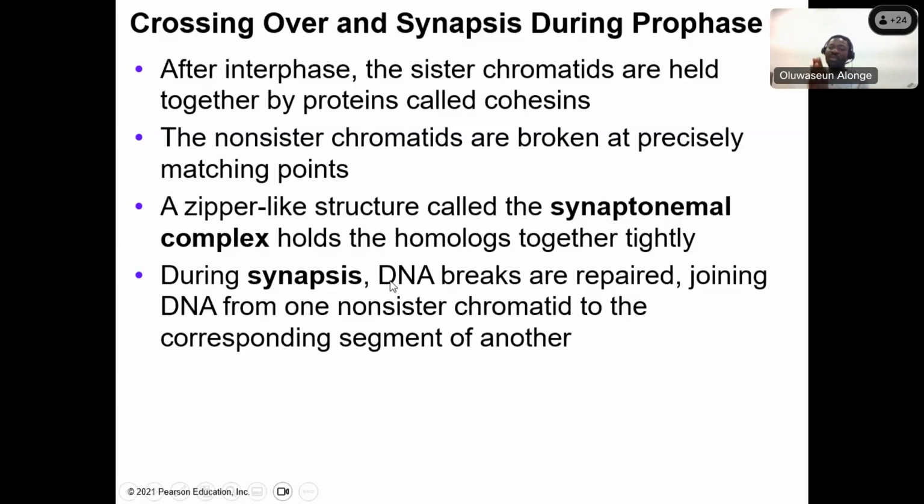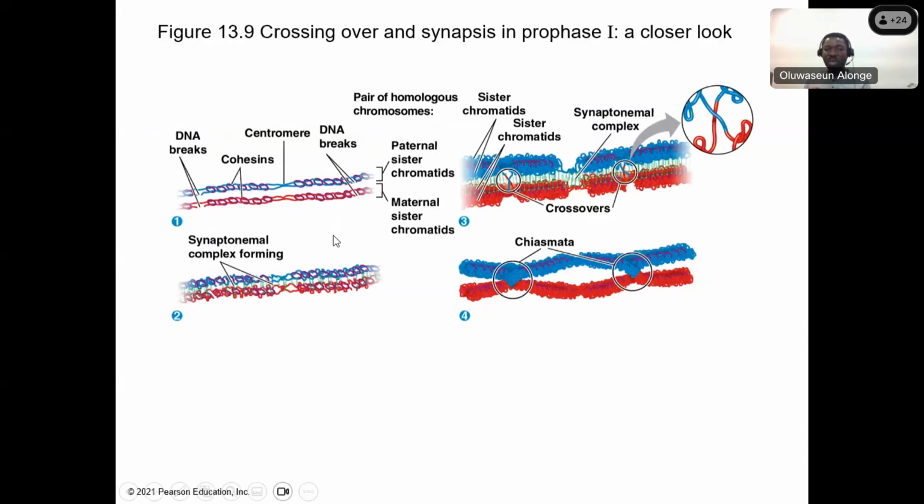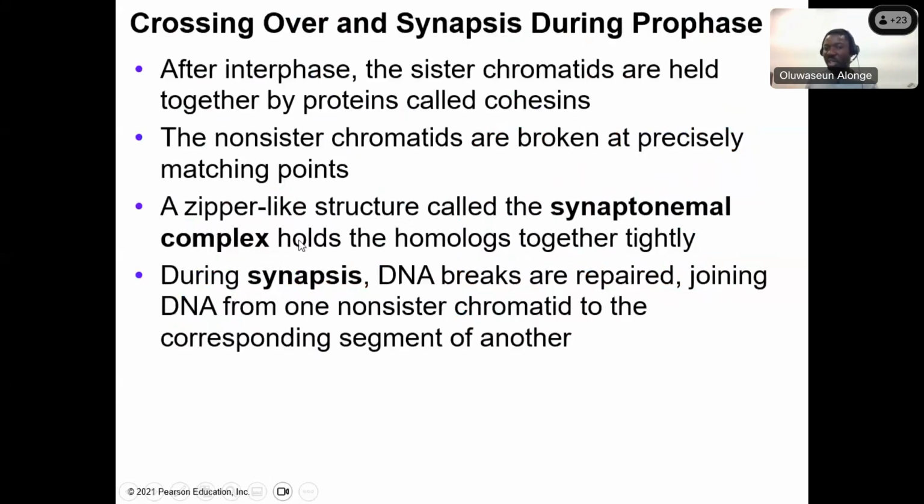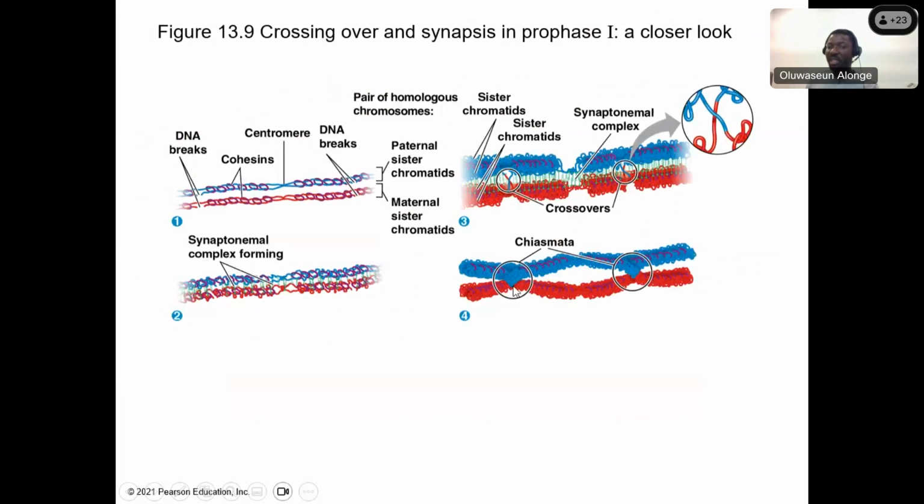So where the crossing over happened, the point where the crossover occurs, the point where the synapse is, we call chiasmata. The location is called chiasmata. We're saying they are joined together, and we call the complex formed the synaptonemal complex. So you see a zipper-like structure called the synaptonemal complex holding the homologous chromosomes tightly. The location is chiasmata, and the protein that holds the chromosomes together is cohesin.